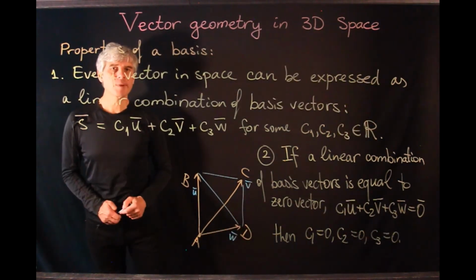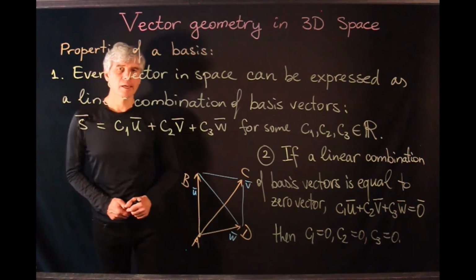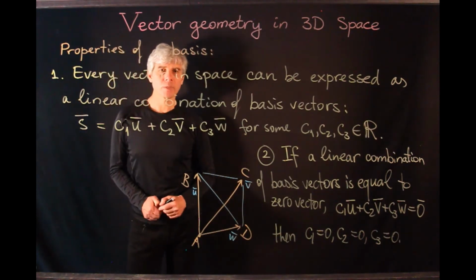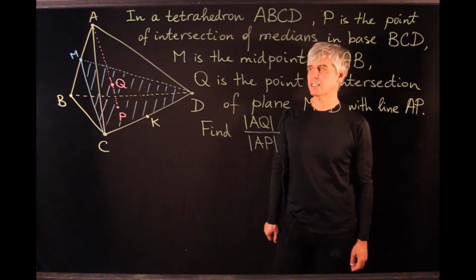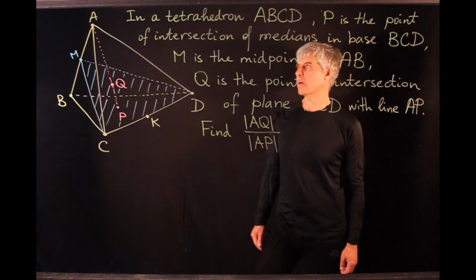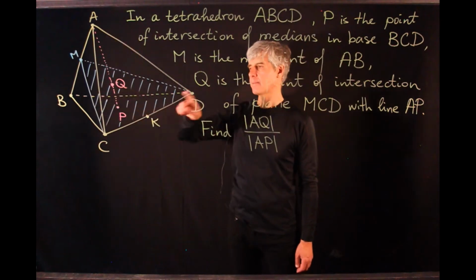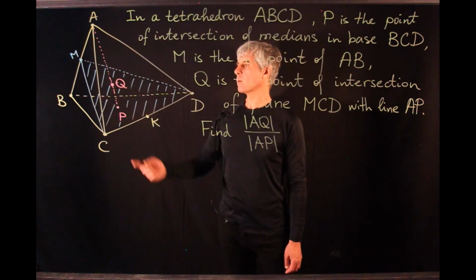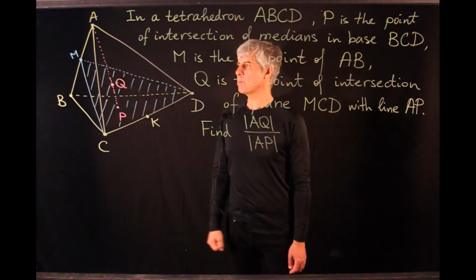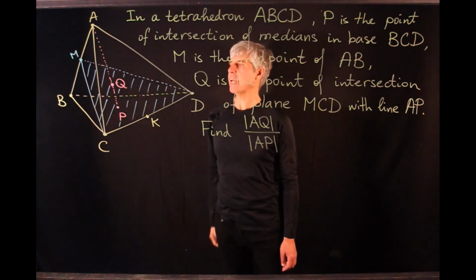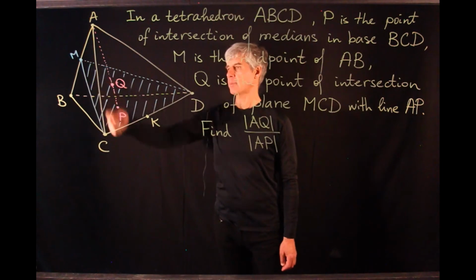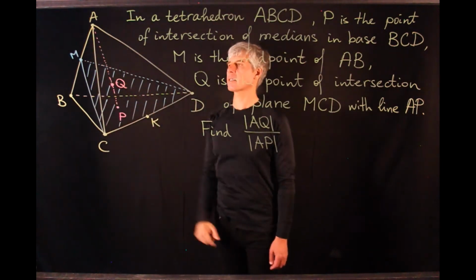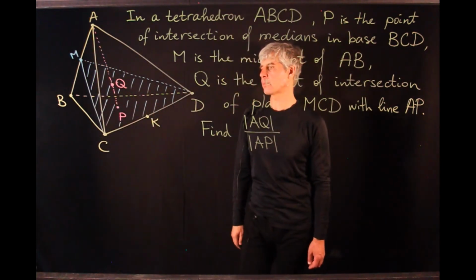These are the two fundamental properties of a basis, and they will be indispensable when we solve problems in vector geometry. Let's consider the following problem. We have a tetrahedron ABCD. In this tetrahedron, we pick M to be the midpoint of the edge AB and consider a plane MCD that slices through this tetrahedron.